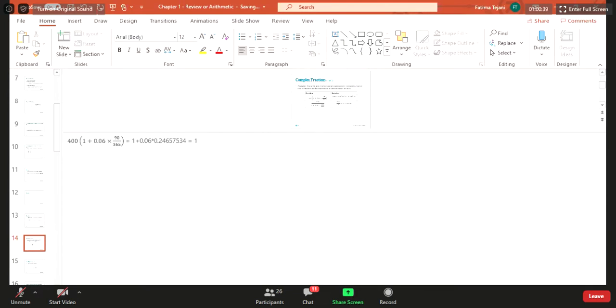So it's going to be 1.01479452, times 400, which is equal to 405.92. Now you can do that, or you can keep it in. If you don't understand this, let me know. Everybody do it yourself. Solve this fraction, guys.